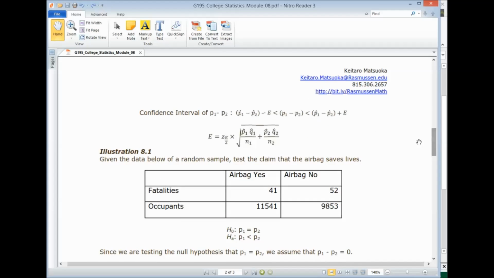And then the confidence interval is written this way. And the formula for the margin of error is E is equal to z of alpha divided by 2 multiplied by this whole thing in the square root.